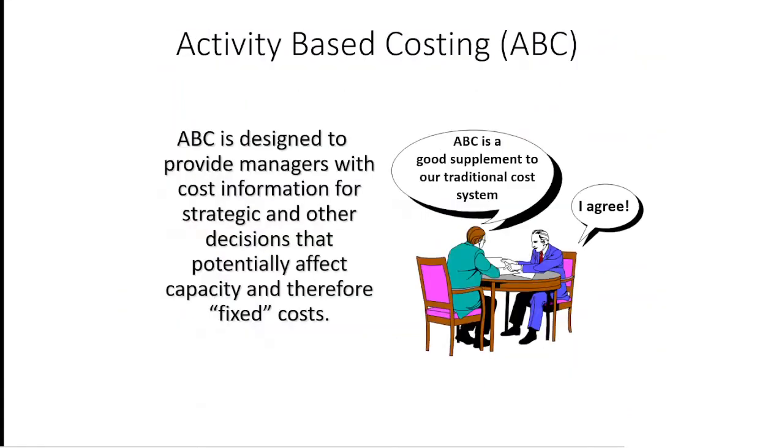Activity based costing is designed to provide managers with cost information for strategic and decision making, which potentially affects the capacity of fixed cost. So ABC is a good supplement to a traditional system. The reason why, we will see in the coming slides, is that activity based costing is focusing on the activity that the product is using, rather than allocating the manufacturing cost over all the products equally or based on a functional method. We call it function based.